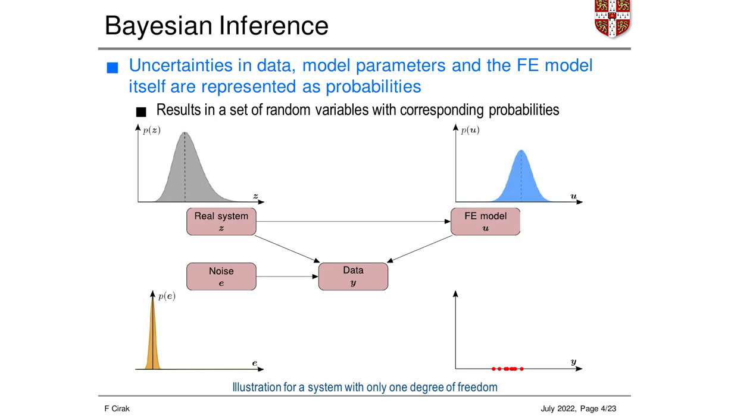Many of you are familiar with Bayesian inference. Our approach is also Bayesian or probabilistic, so that we have some random variables. These random variables include the real system response, a vector z, the finite element nodal response, a vector u, the data, a vector y, and we assume that these data are corrupted with some measurement noise, e. Here is an illustration of these random variables with only one single degree of freedom.